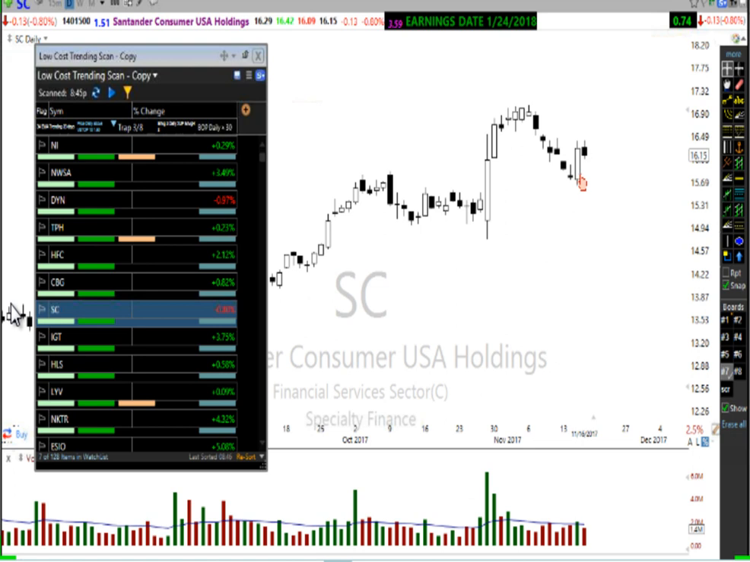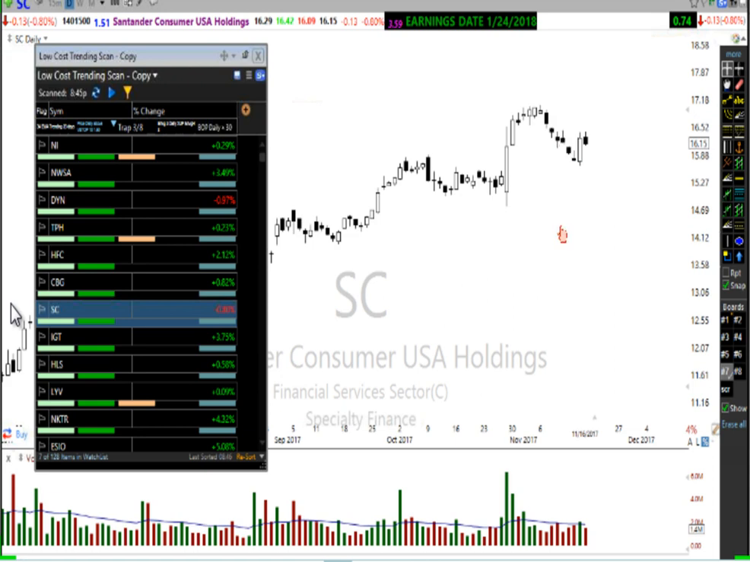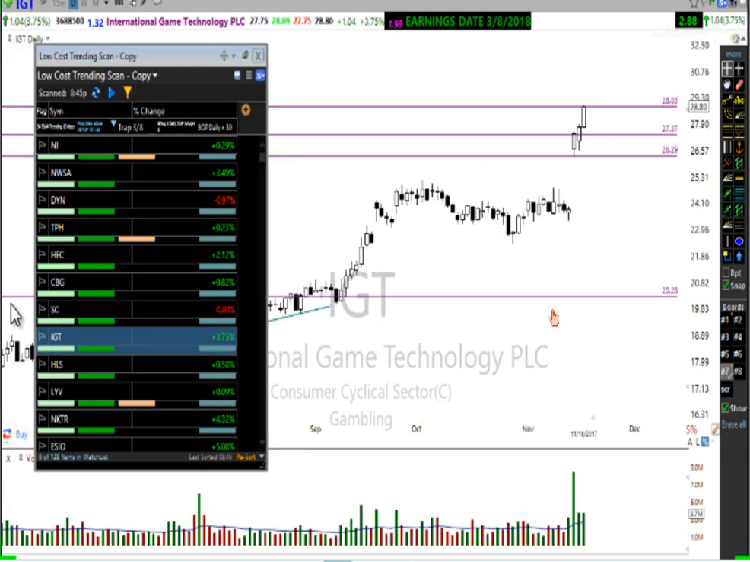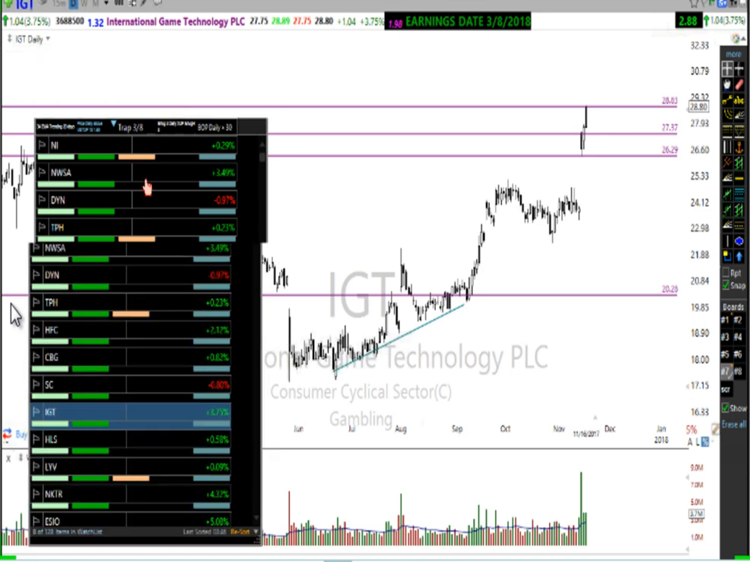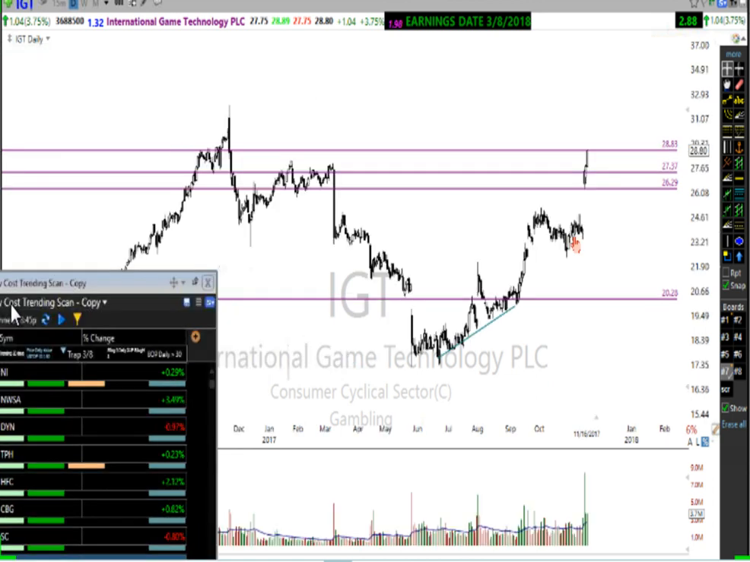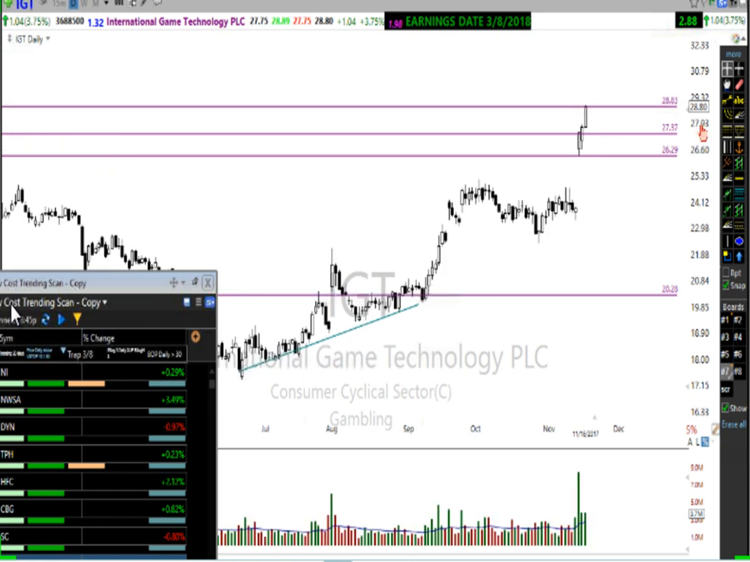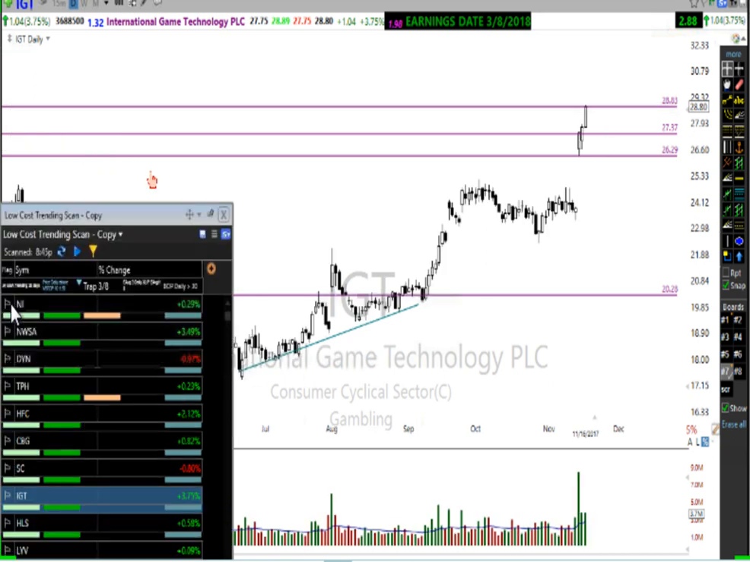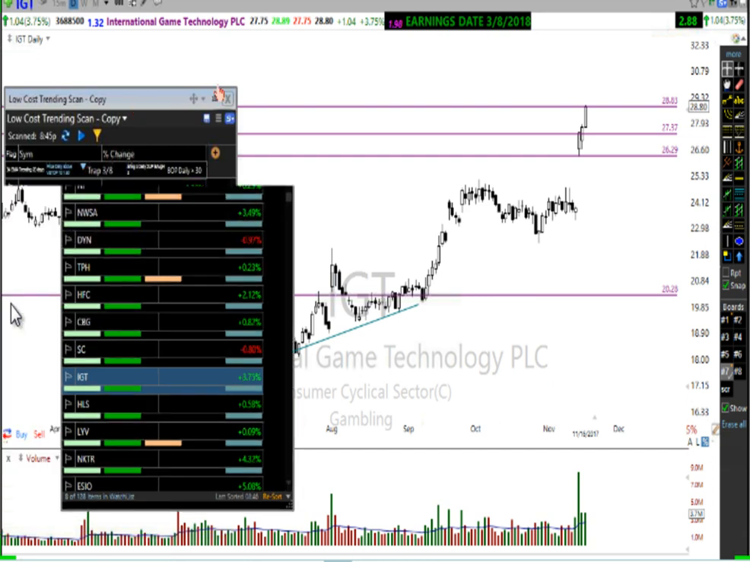This one's broke too much of support. Still trending, but I'm going to require this to probably break back out of resistance. How about IGT here? IGT took off like a rocket shot, and you see I've got it marked up. Looking at this big breakout up here, now this needs to rest or pull back to provide us an opportunity to maybe trade it. But that's how simple it is to build a qualified watch list.